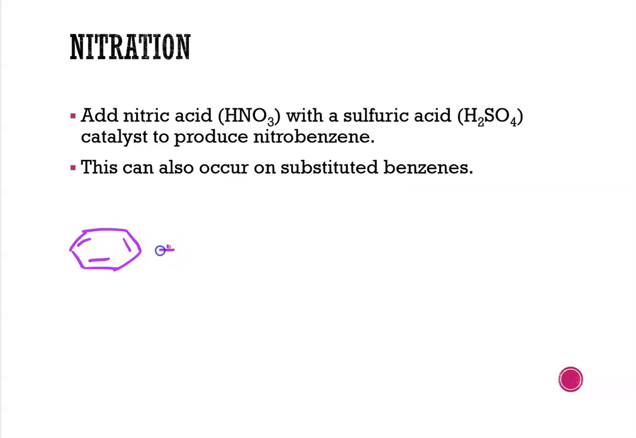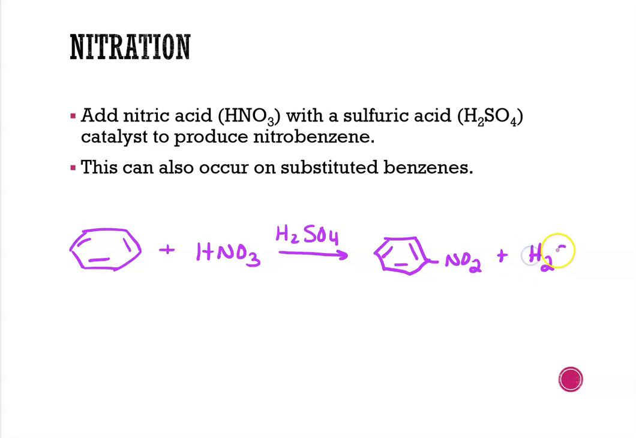We'll take our benzene ring, and to it we shall add some nitric acid. And we'll do that in the presence of sulfuric acid. And then what we create here is going to be a nitrobenzene plus water. All right, so that's our base reaction here. So let's take a look at the mechanisms that enable that to occur.